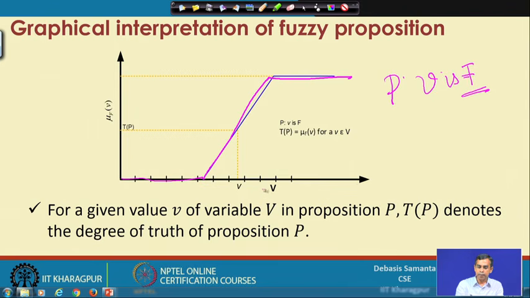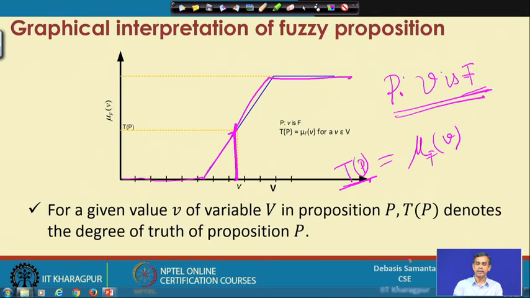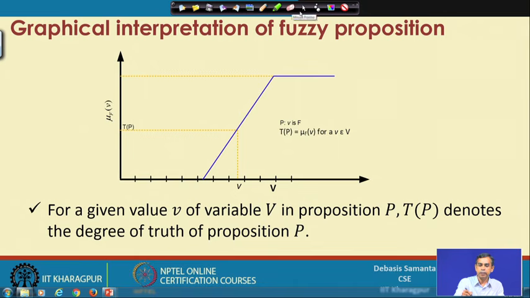Now, for any element that belongs to this fuzzy set F, let this element be V. Then V is F gives the membership value for this V, which is mu F of V. This is the TP, the truth value of this proposition. We can write it another way: if P denotes a proposition such that V is F, then TP denotes the membership value for this proposition. For a given value V of the variable belonging to set V, it is in proposition P with degree TP. This is the graphical interpretation of the fuzzy proposition.